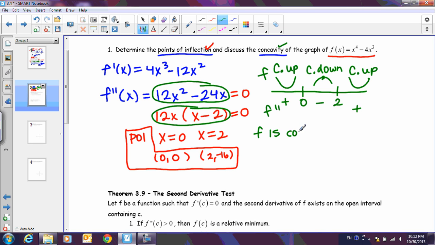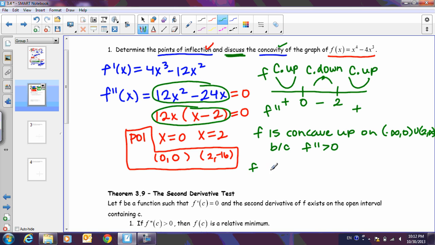F is concave up on, and we just follow the sign chart: negative infinity to 0, and then again from 2 to infinity, and we do need to write a because here. We're going to do a justify because of this little word discuss. That kind of implies justification. F is concave up on this interval because f double prime is positive.